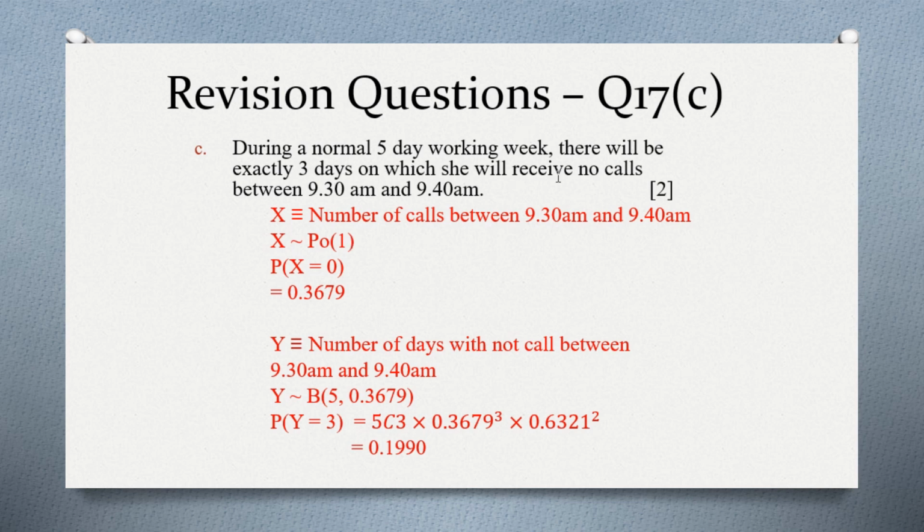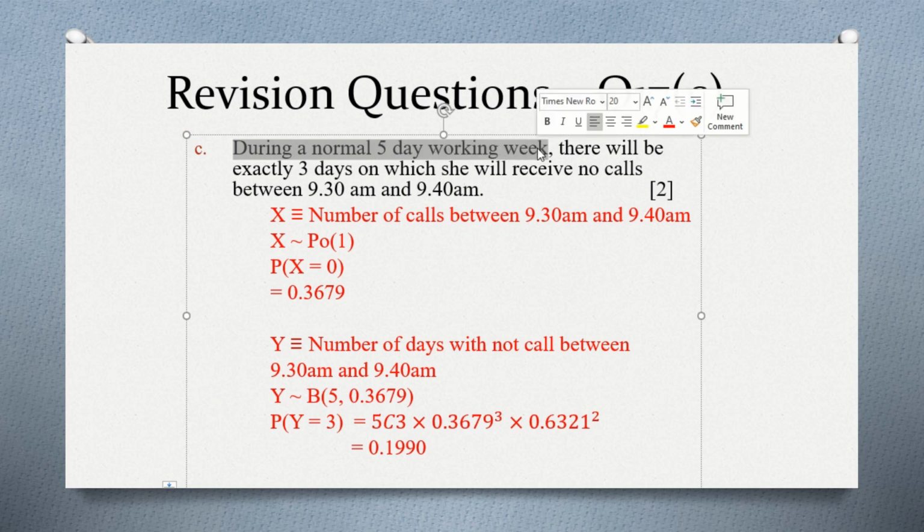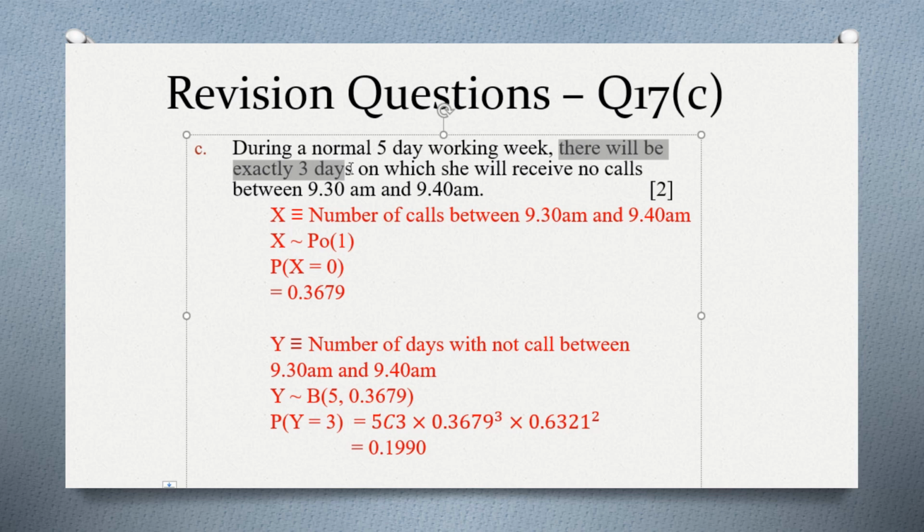So let's look at this. The first part, during a normal 5-day working week. Alright, so what is this? My N. I always told you, first part of the question, N. There will be exactly 3 days. That's what I'm calculating. Probability of Y equals 3. You want to use X also, actually, no problem. Don't worry about that. On which she will receive no calls. That will be my event, number of days with no calls between 9:30 and 9:40.